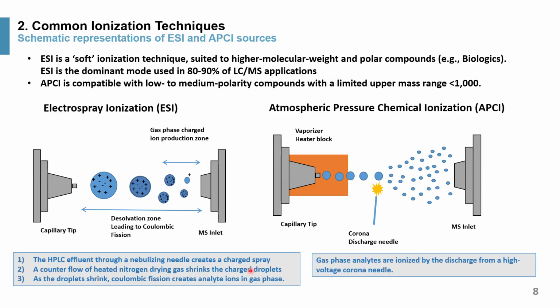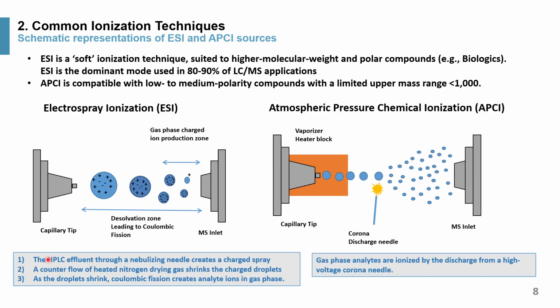There are two types of common ionization technique, with ESI being the most prominent, and also APCI. ESI stands for electrospray ionization. ESI is a soft ionization technique, very much in use for biologics. It's a dominant mode used in 80 to 90% of all LC applications. APCI stands for atmospheric pressure chemical ionization, more compatible with low or medium polarity compounds. However, the upper mass range is limited.